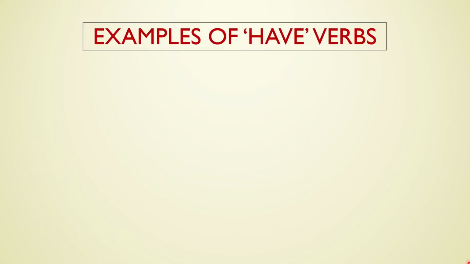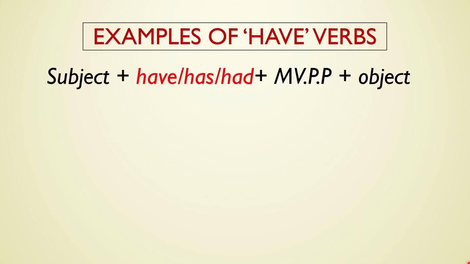Now let's have some examples of have verbs. At first, let us know the structure. In the beginning, subject will come, then have, has, or had will come. Have or has for present tense and had for past tense. Then main verbs, past participle form, and object. As this is perfect tense, that's why after have, has, or had, we have to write the past participle form of the main verb.